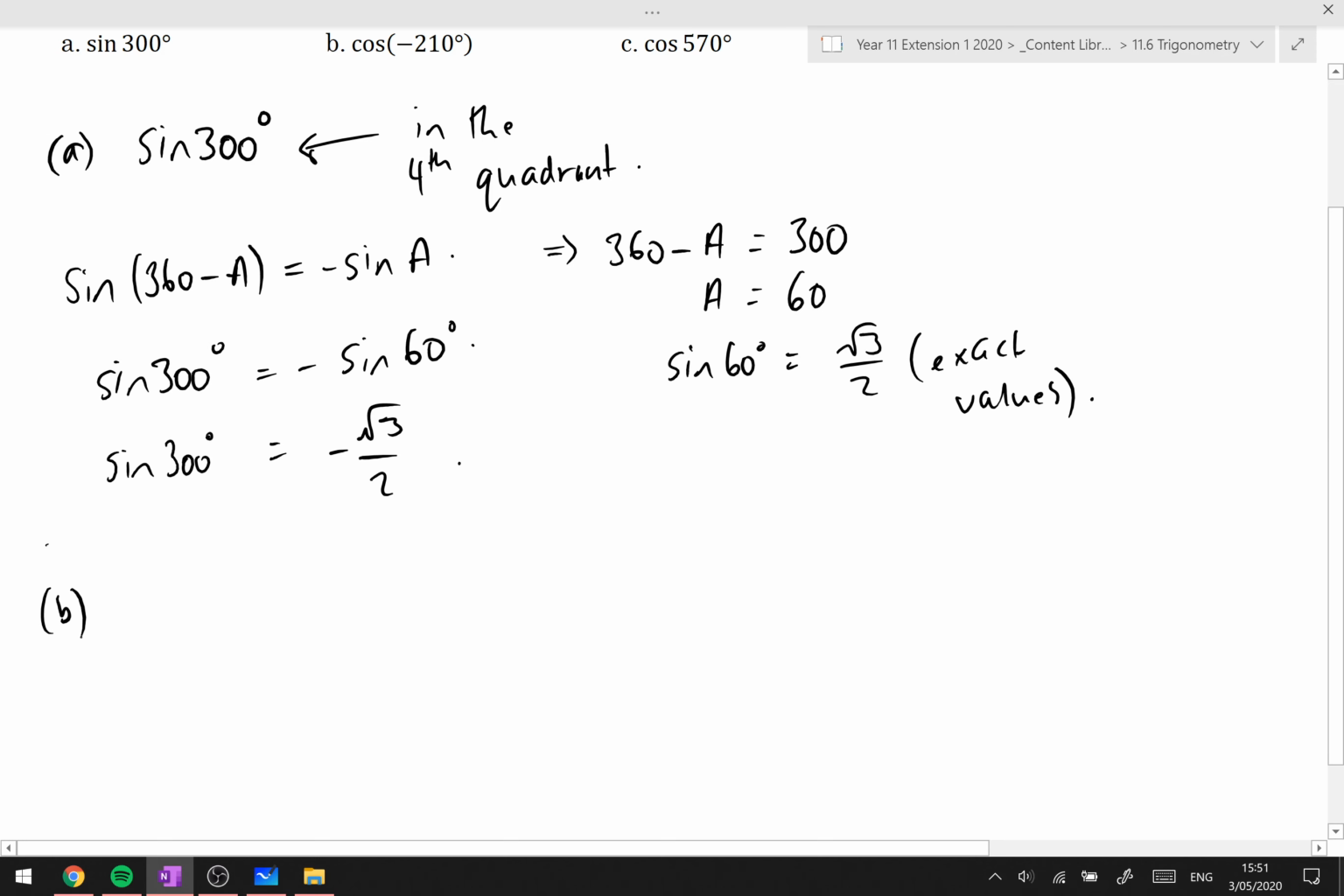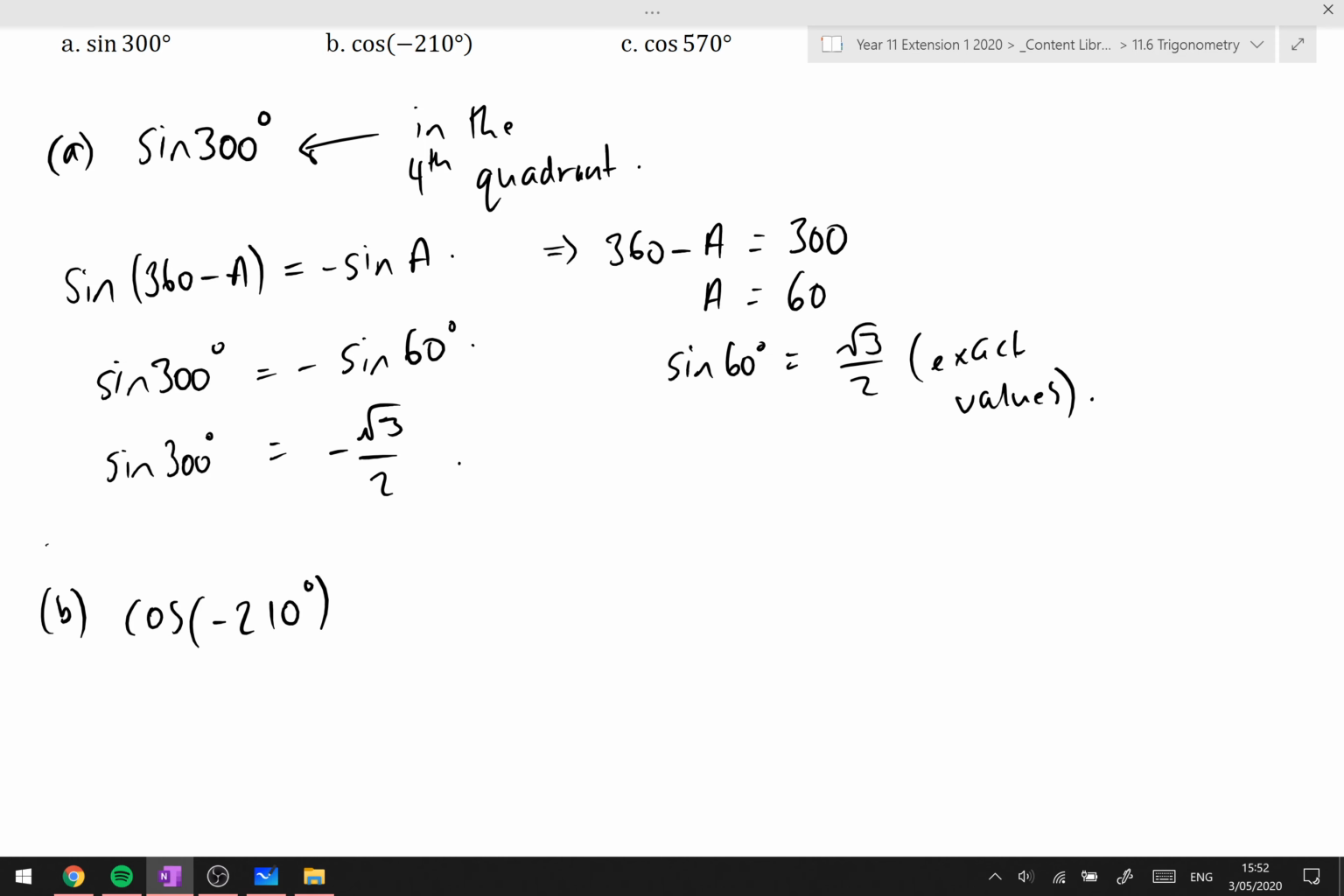Okay, let's continue on. We've got cos of negative 210 degrees. So what we need to do is work out in which quadrant is 210 degrees. To work out what the related general angle is, before we do the related acute angle, we need to work out, well, what is this between 360 and 0?